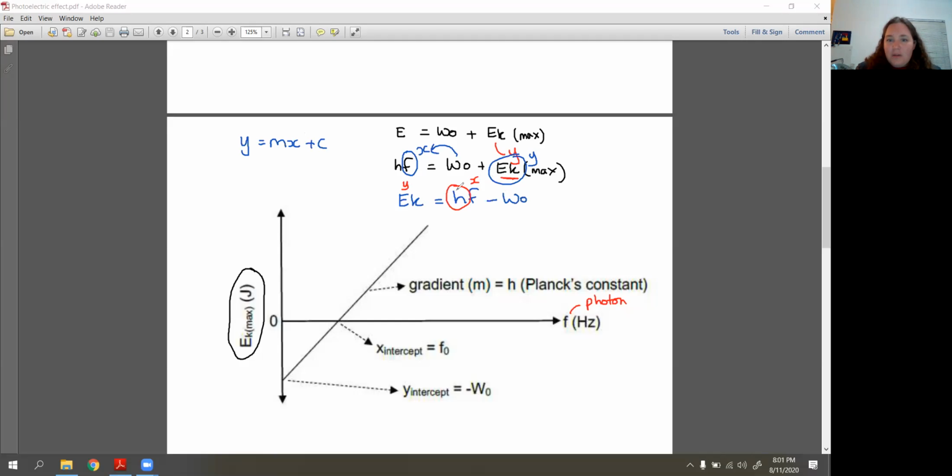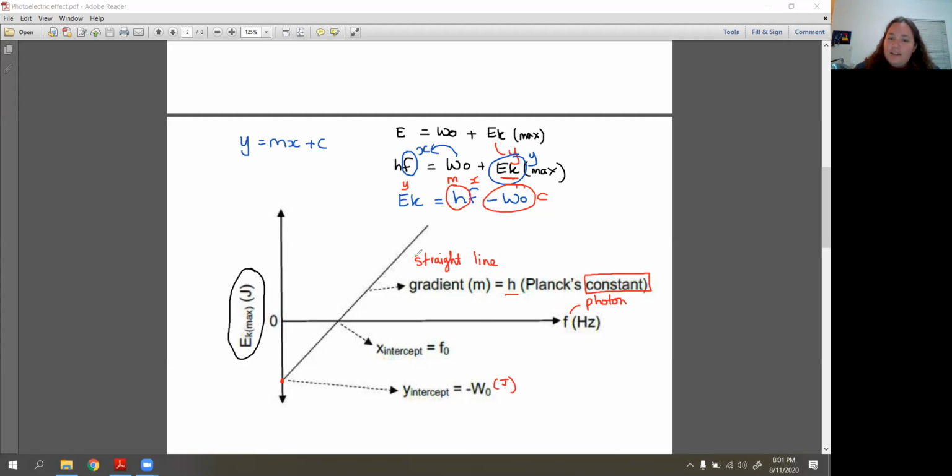That tells me that Planck's constant is my gradient and my C value, which is my Y-intercept, is negative work function. This kind of does make sense because your work function is in joules. So anything that's measured on this axis has to also be in joules. So over here, if you know your Y-intercept, you can then immediately say whatever this value is, that's going to be negative my work function. The gradient is going to be Planck's constant, which I might reiterate is a constant, which is why it is going to be a straight line.